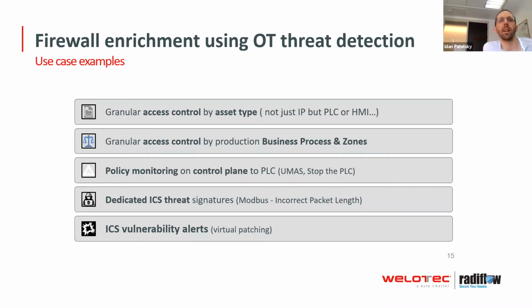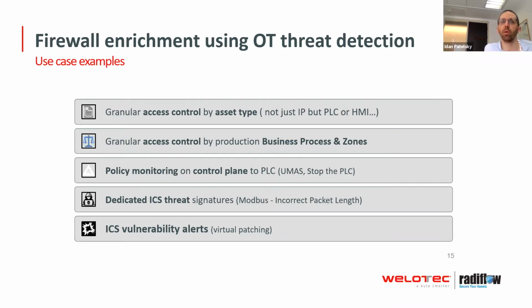If we're discussing some specific use cases for this integration, firstly, we can now set the access control according to asset type, meaning we know the IP, but it's not just IP. We know if it's a PLC or an HMI. So we can say to the firewall, okay, if it's a PLC, block the communication. If it's an HMI, for example, permit it.